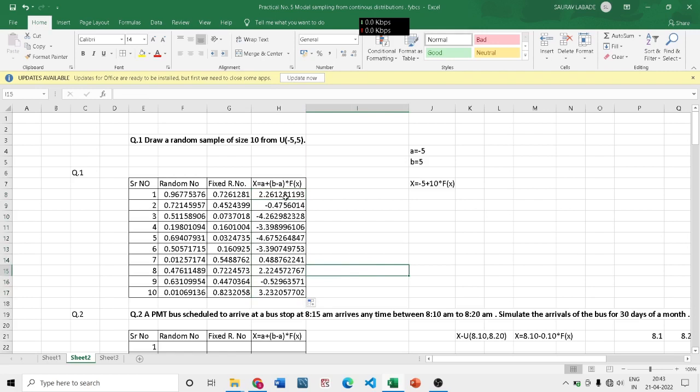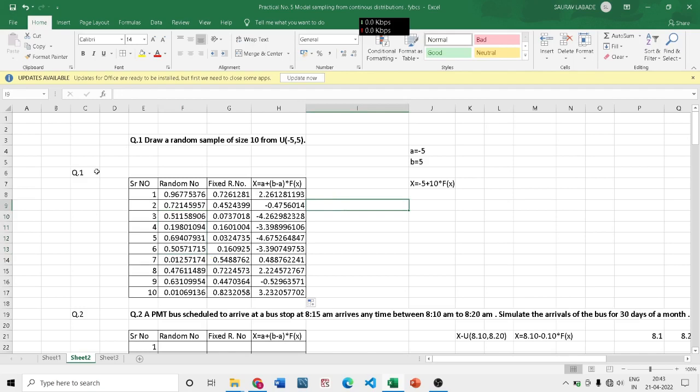Now remember one thing: you can see all these values lie between minus 5 to 5, right or not? Because it is following the uniform distribution with parameter minus 5 to 5. Hope you understand this example. Why is it following these values? Because it is following that particular distribution, minus 5 to 5, and all the values are between minus 5 and 5. That means the random sample we have generated is correct.